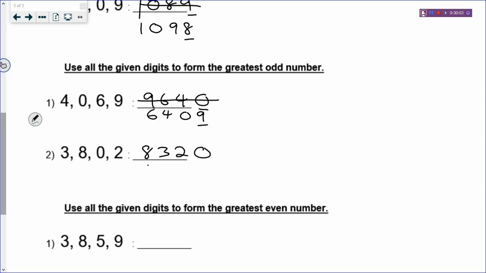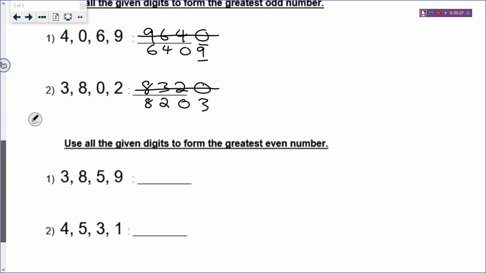So you take the 3, right? You take out the 3, and you shift the 2 and the 0 to the left. So shift 2 to the left, 0 shift to the left, and the 3, what do you do? You put at the back. And now the last digit has become odd. And the whole number has now become an odd number also. So your biggest odd number is 8203.